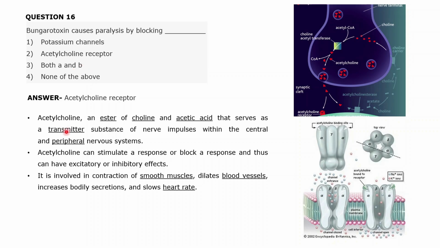So acetylcholine, as you know, is a neurotransmitter, right? So it is present in both the central as well as peripheral nervous system, CNS or PNS in this case. And it has the ability to both stimulate as well as block a response. Not only to stimulate a response, it can also block a response there. So if you look into the function of acetylcholine, it is involved in contraction of smooth muscles, it dilates blood vessels, it increases bodily function and slows heart rate basically.